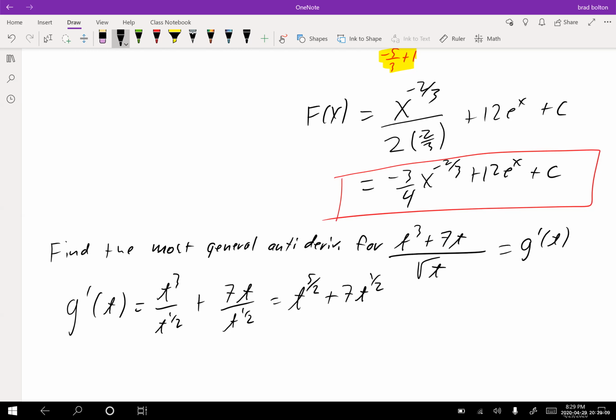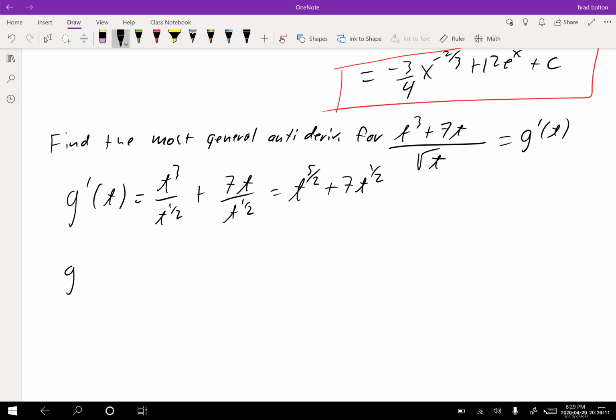So that's our derivative. Okay, so g prime of t, let me write this cleaner. G prime of t is equal to t to the 5/2 plus 7t to the 1/2. Okay, now we haven't actually found the antiderivative. All of this was just to write it in a cleaner form. Now it's in kind of the general power form, right? The x to the n. So now we can find g of t.